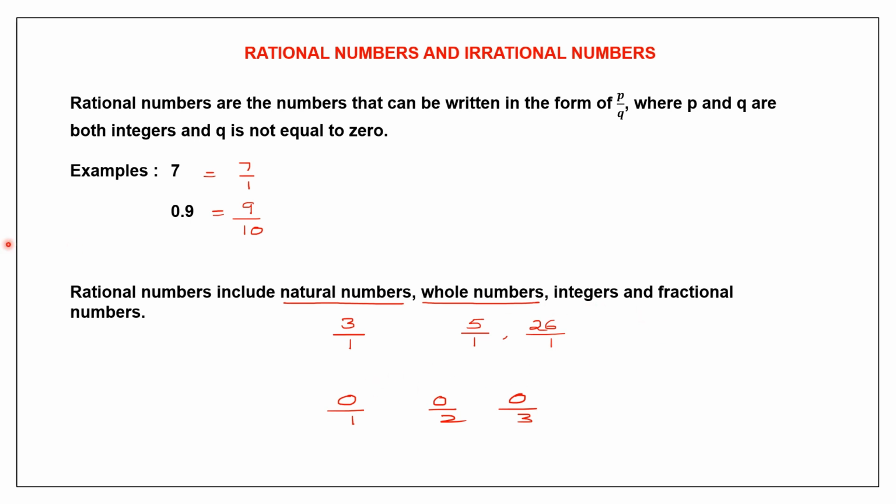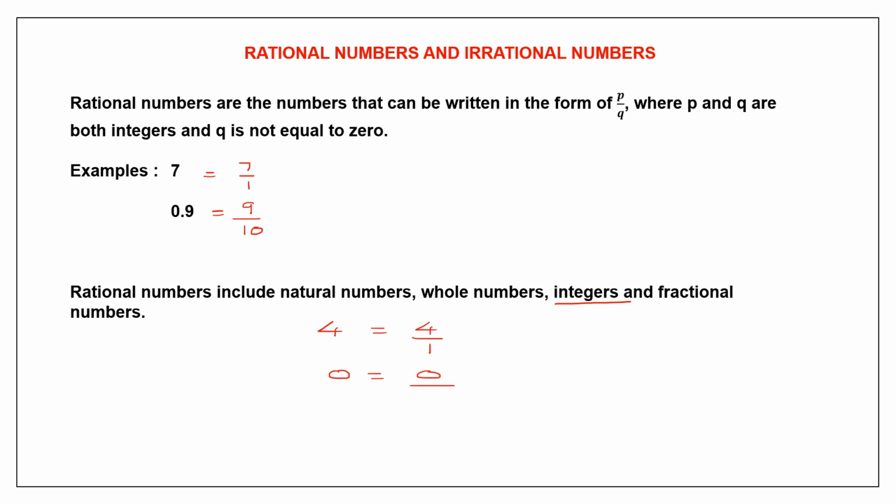Let's look at some integers. Now, integers, as we know, are a collection of whole numbers and negatives of whole numbers. Now, let's take a few examples to see how we can express integers as rational numbers. Now, if you take 4, 4 is an integer, we can write it as 4 by 1. Now 0 is also an integer like we just explained earlier.